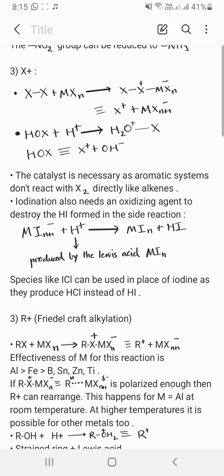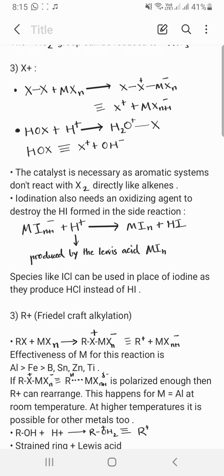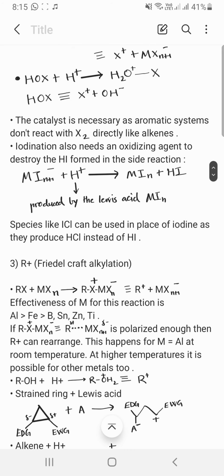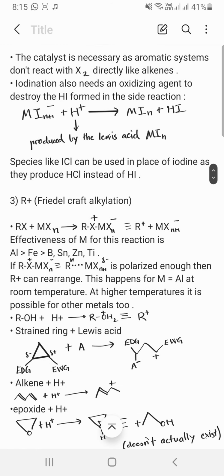The catalyst is necessary as aromatic systems don't react. You will see that this is not exactly correct, because there are aromatic systems that react with it directly. Iodination also needs an oxidizing agent to destroy that. That is an important thing, that HI is a good reducing agent, so we don't want it lying around. We need to destroy it right away. Or you could just simply use something like ICl.